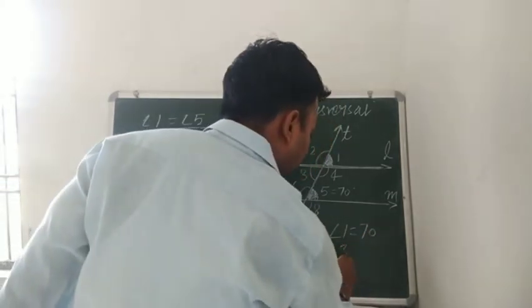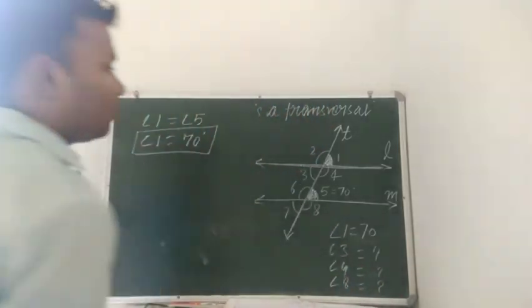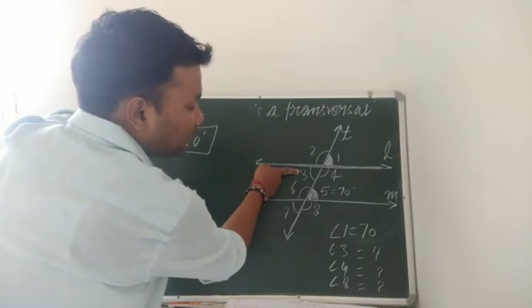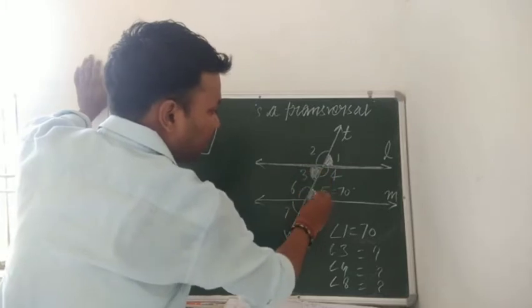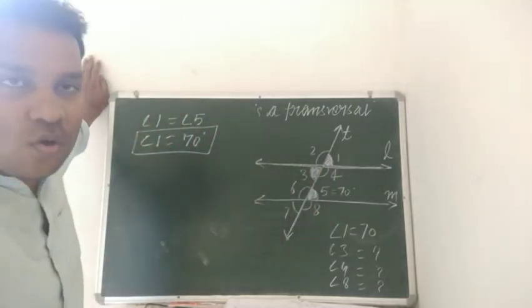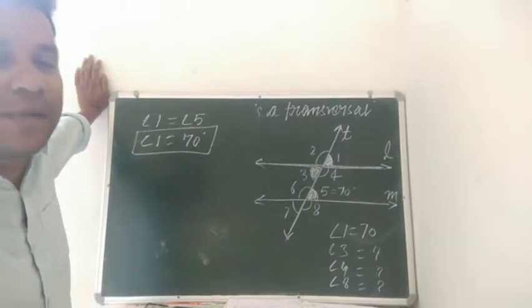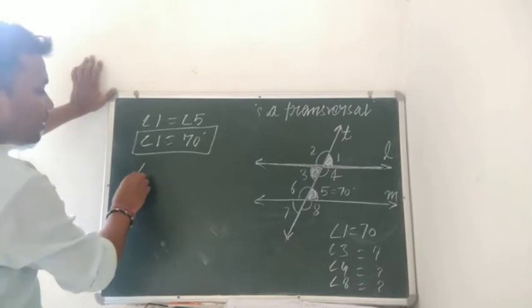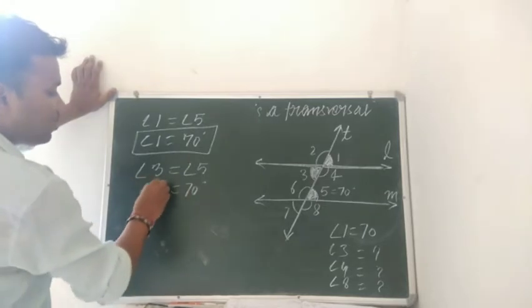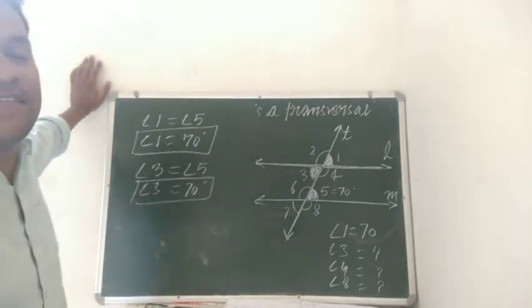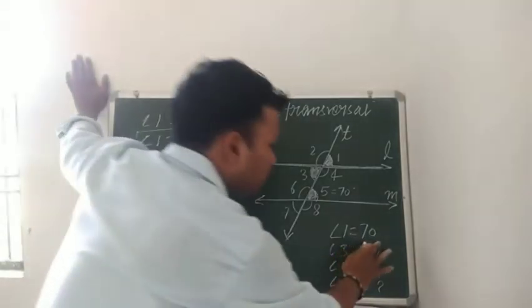Now angle 3, 4 and 8 we have to find. Now look at angle 3. What can you conclude between angle 3 and angle 5? Yes, both are a pair of alternate interior angles, and alternate interior angles are also equal between parallel lines. So angle 3 will be equal to angle 5, and angle 5 is already given as 70 degree. So angle 3 will also be 70 degree because both are a pair of alternate interior angles. So 3 is also 70 degree.